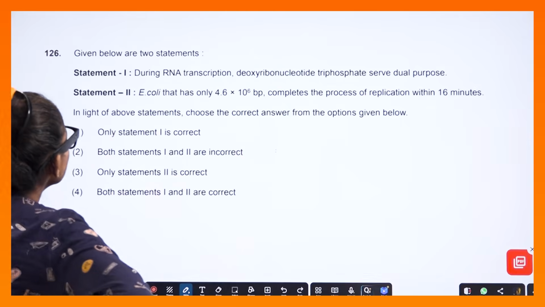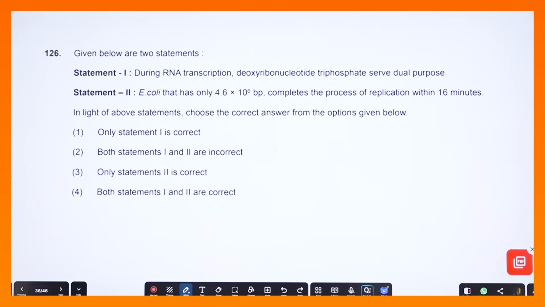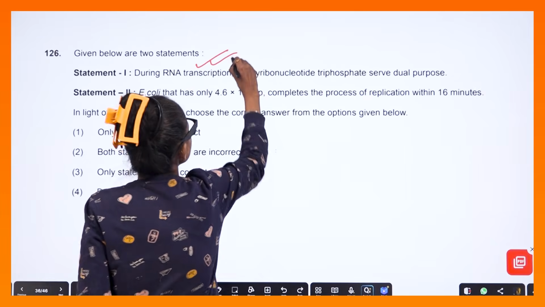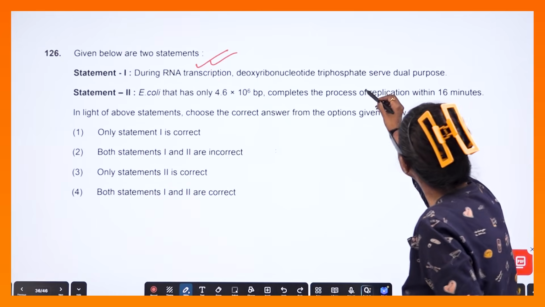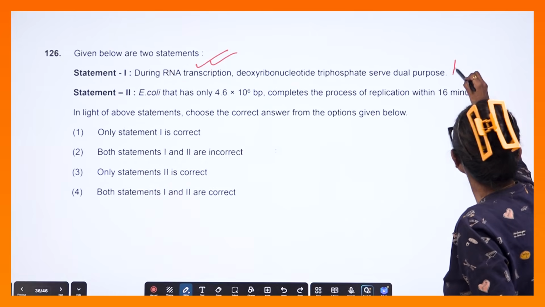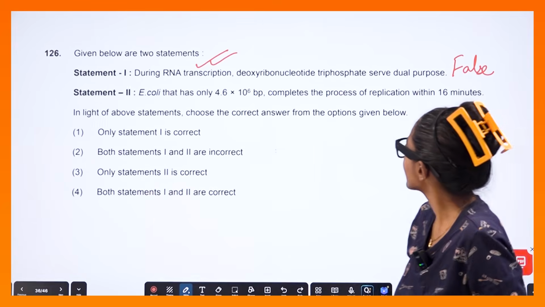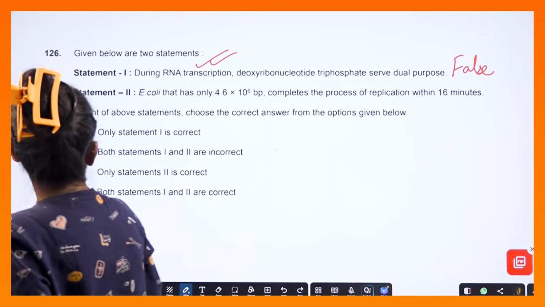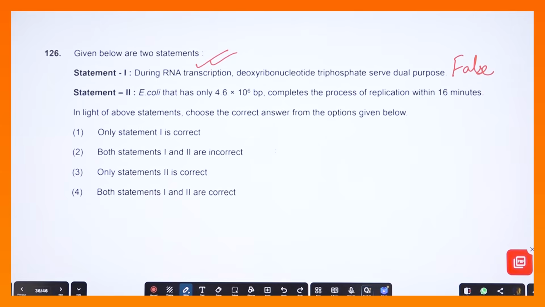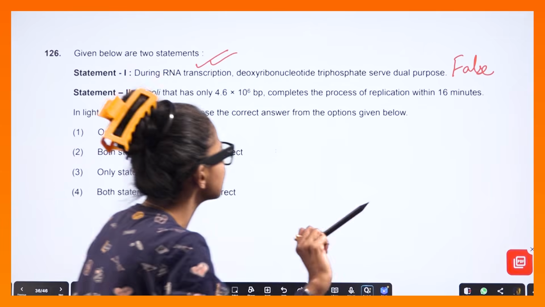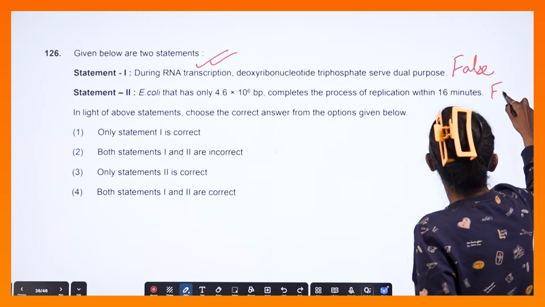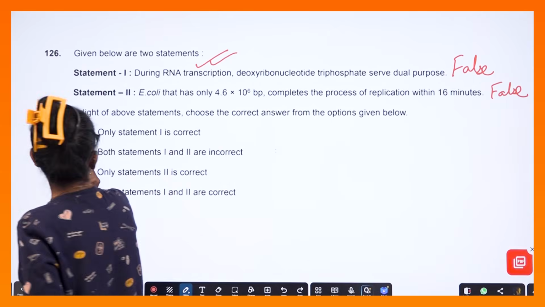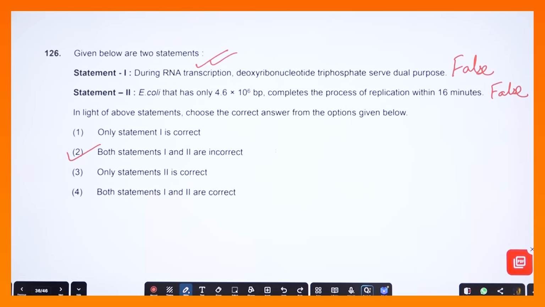Okay, let's see this. During RNA transcription, deoxyribonucleotide? No. Transcription. That means DNA is converted into RNA, right? Deoxyribonucleotide triphosphate serves dual purpose. It's false. Okay. And here they are saying E. coli has 4.6 into 10 to the power 6 base pairs, completes the process of replication within 16 minutes. No, no, no, no. So this is also false. Correct? So both 1 and 2 are incorrect. Right? Let's move on.